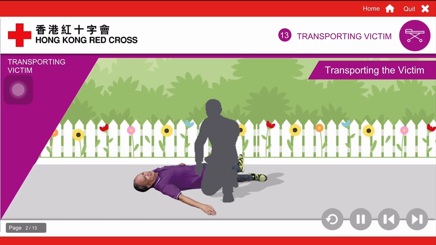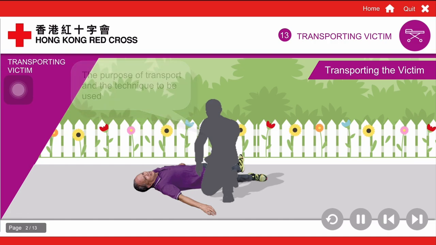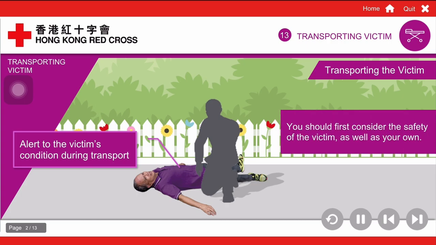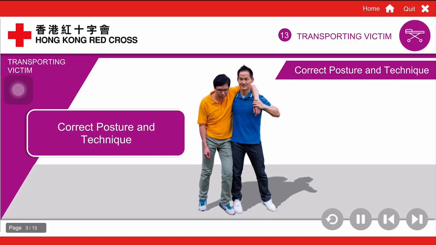By principles, you need to explain to the victim the purpose of transport and the technique to be used. You should also be alert to the victim's condition during transport. As for the method of transport, you should first consider the safety of the victim as well as your own. To transport the victim to a safe place quickly and safely, you need to know the correct postures and techniques.